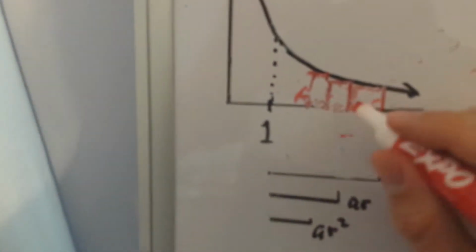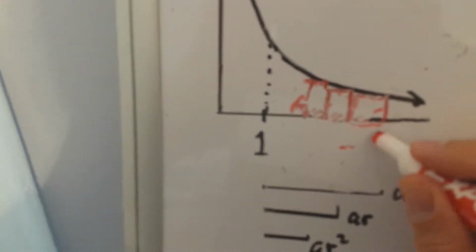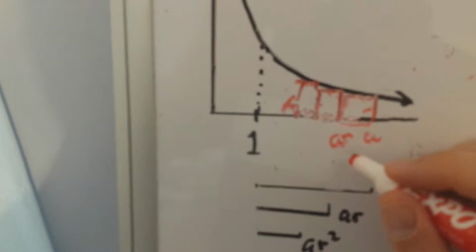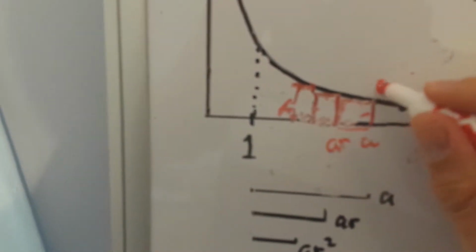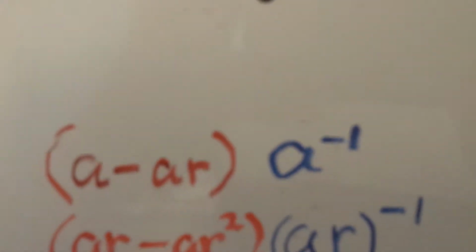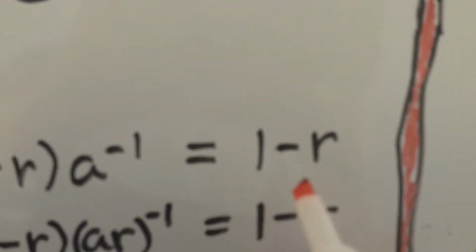So for instance, the base of this rectangle is a minus ar, times the height a to the negative 1. Written like that. And we can factor out the a, and then we get this. But the a and the a to the negative 1 here cancel out, and so the area is 1 minus r.